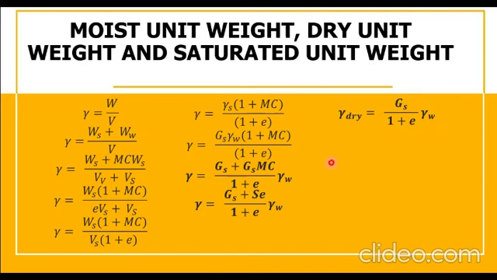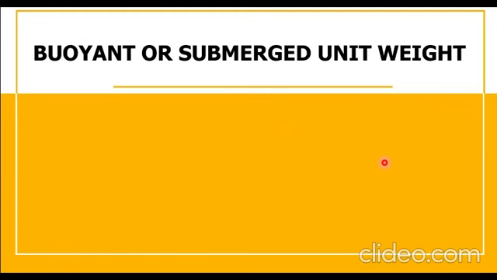Or if it's completely saturated, we know that S is equal to 1. That's why if we substitute S equals 1 here, the saturated unit weight of soil will just be equal to specific gravity plus E all over 1 plus E times unit weight of water. Buoyant or submerged unit weight is equal to the saturated unit weight of soil minus unit weight of water. So if we substitute the formula of the saturated unit weight of soil, this will be equal to GS plus E multiplied by unit weight of water all over 1 plus E minus unit weight of water.